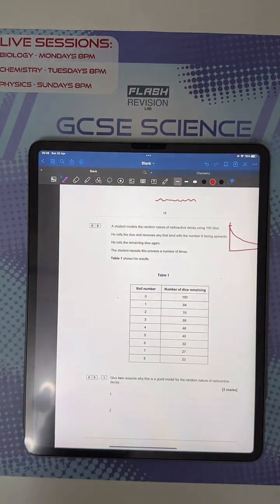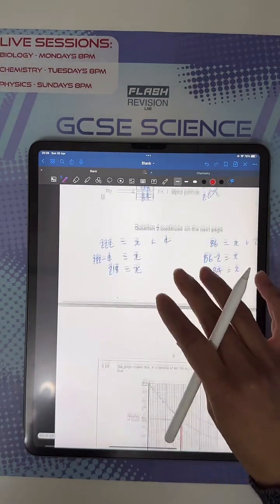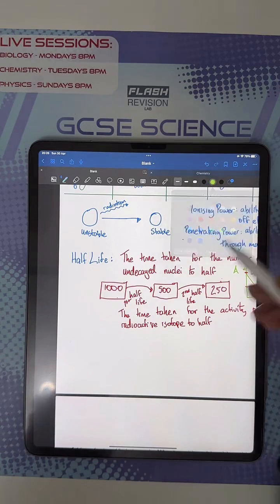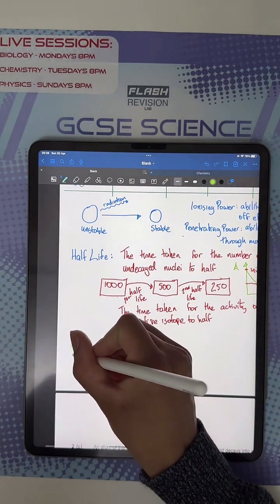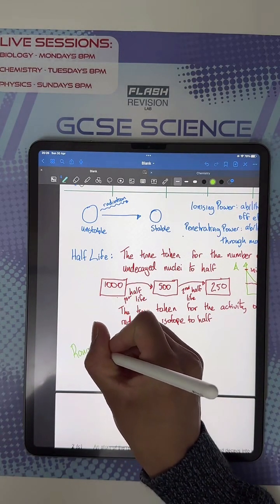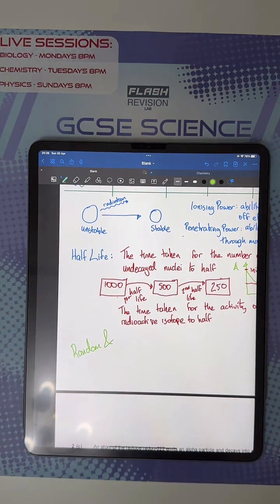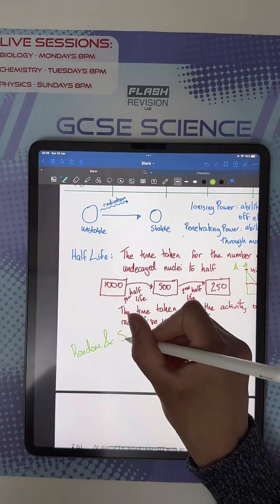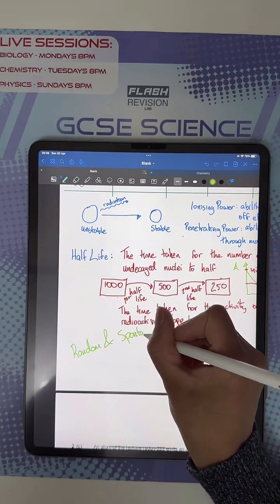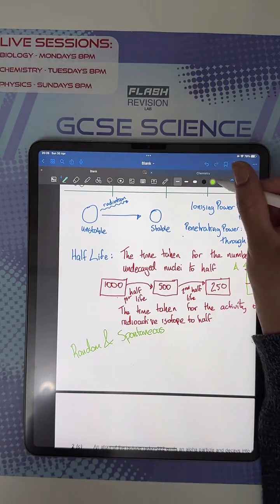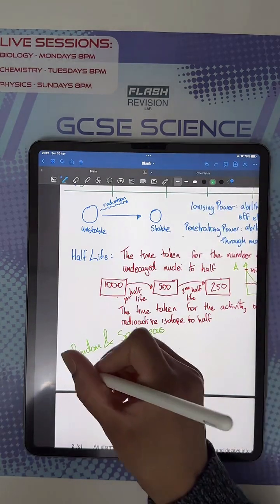Okay, so 2 words we can use to describe radioactivity. Let me write it down here. Random is one of them. Anyone know what the other word is? Random and begins with S. Spontaneous, thank you. Excellent. So random and spontaneous are 2 words we can use to describe radioactive decay.